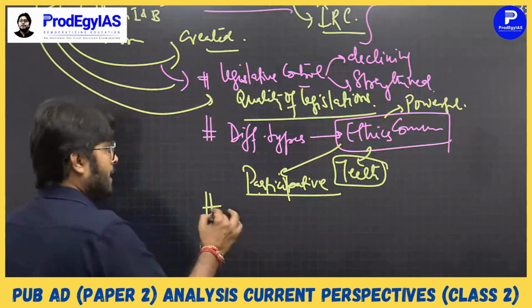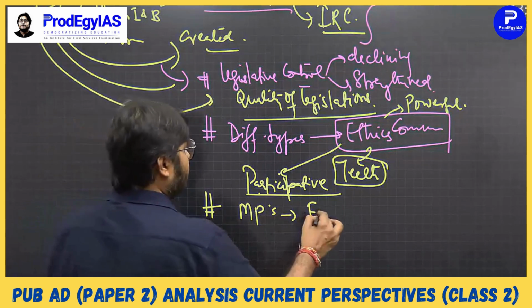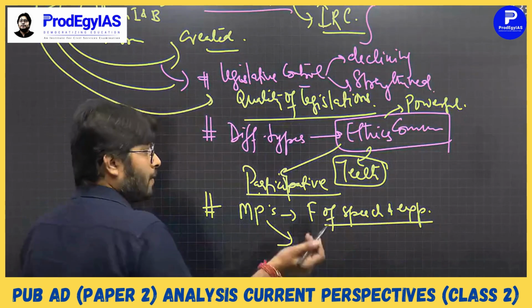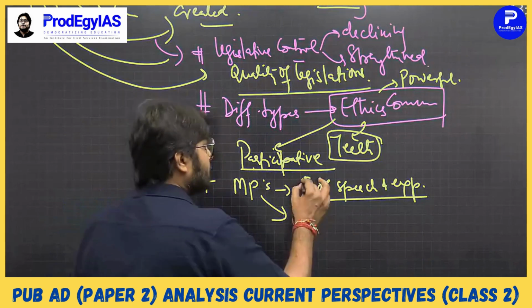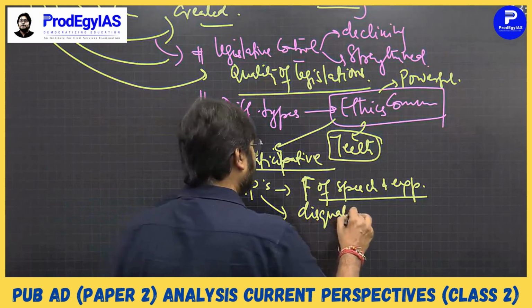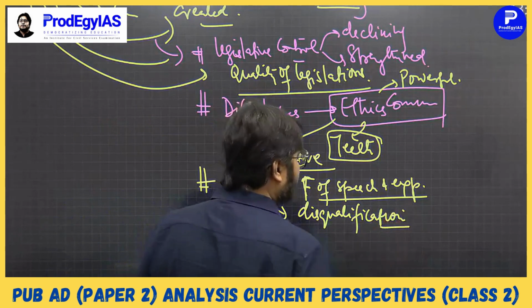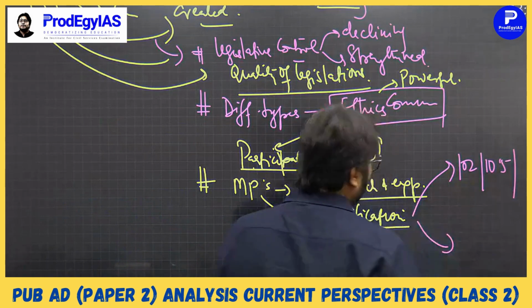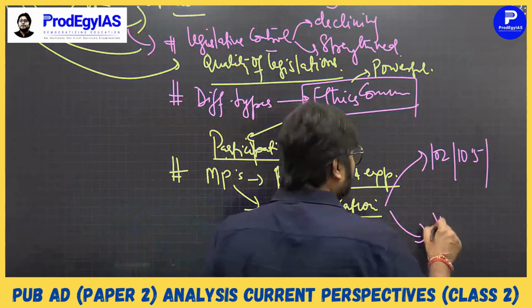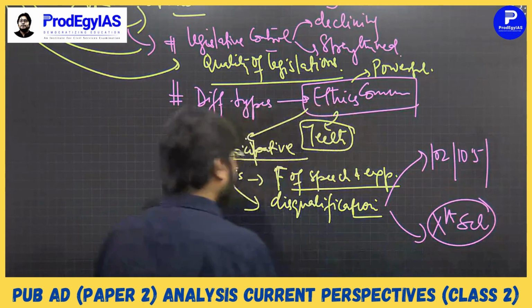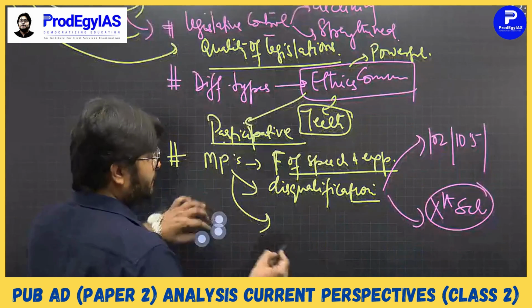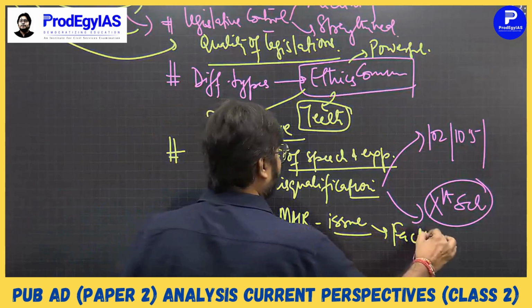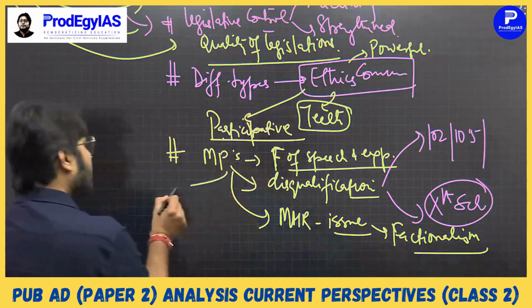right? Then your obviously MPs, freedom of speech and expression, right? Rahul Gandhi's qualification, disqualification, grounds for disqualification, as you know, right? 102, 105, 194. The articles that you can talk about, fine. 10th schedule, changes to the 10th schedule, Maharashtra. So see, there are a lot of issues that can be linked to the same idea.